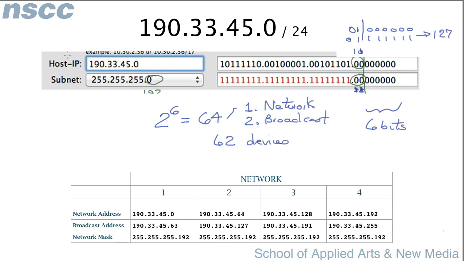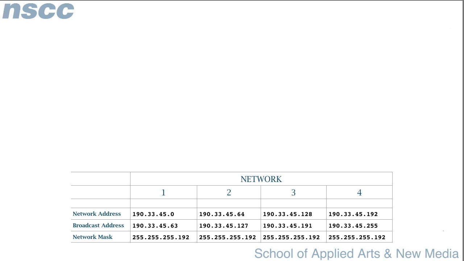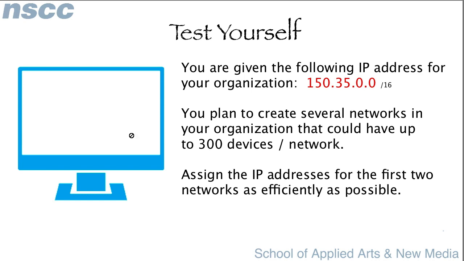So let's see how you do on another example. For this example, like the other tutorials, you can just pause it. Basically, you are given this address and you have to create, as efficiently as possible, networks that can create up to 300 devices per network. What I want you to do is assign the IP address for just the first 2 of those networks. Pause now and then we'll continue for the answer.